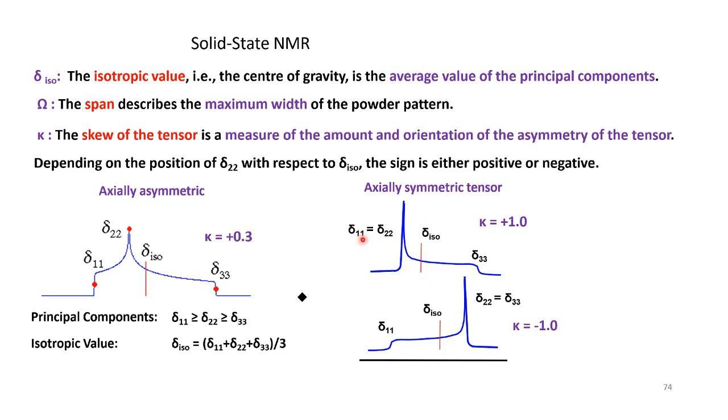So here delta 1 1 is equal to delta 2 2. So it will come on this side, and again the difference is plus 1. And if it is coming in the opposite direction, so if delta 2 2 is equal to delta 3 3, in that case it is minus 1. So the skew will be the difference between delta iso and delta 2 2. And omega is the span, the maximum width. So this is the maximum width of the peak. This is the span that is denoted by omega, the maximum width of the pattern.